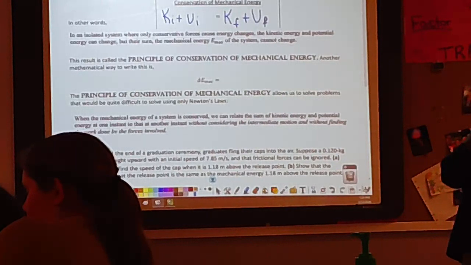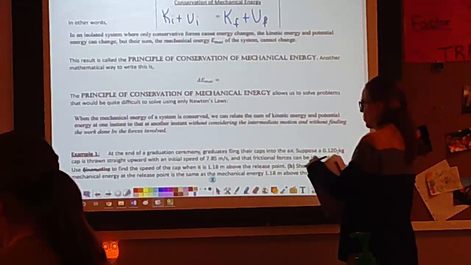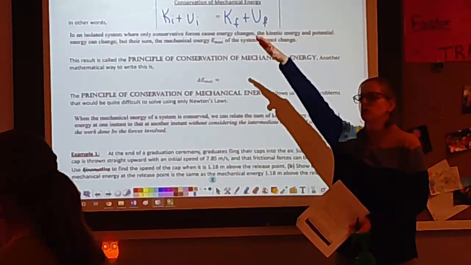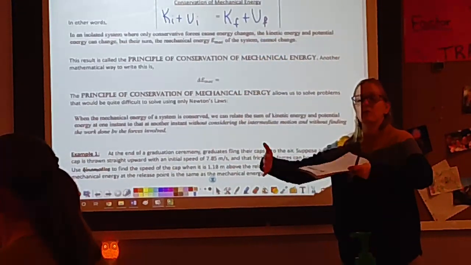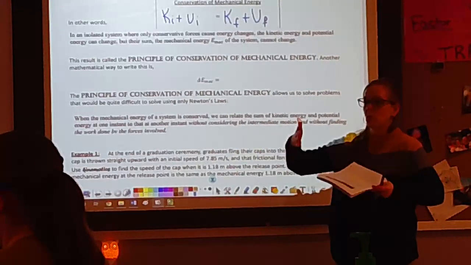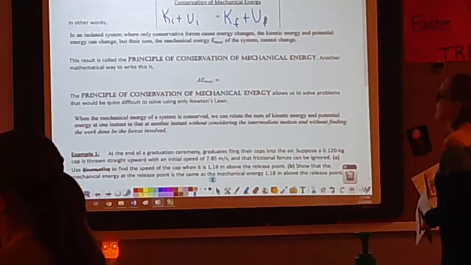In an isolated system where only conservative forces cause energy transfers, the kinetic energy and potential energy can change, but the sum of the system cannot. So what does that mean? It means if you start with 10 joules, it's got to be 10 joules all throughout. Maybe the amount of each one is changing. Maybe you have 9 and 1, and then 7 and 3, but they always have to add to 10. This is called the principle of conservation of mechanical energy.